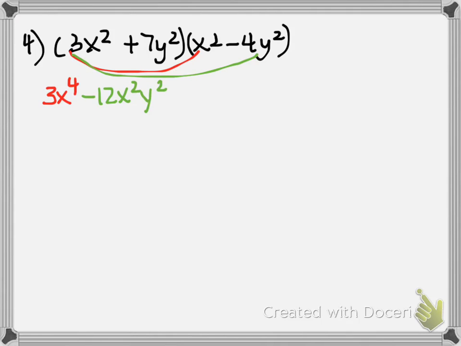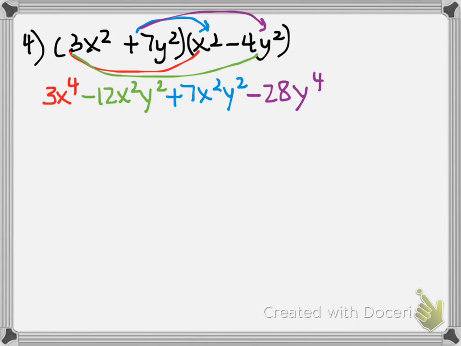So the hardest thing was signs and coefficients. Okay? Then we're going to multiply 7y squared times x squared. What does that give me? Positive 7x squared y squared. Always keep the variables alphabetical. And then the last thing we're going to do would be 7y squared times negative 4y squared. What is it? Okay, negative 28y to the fourth.